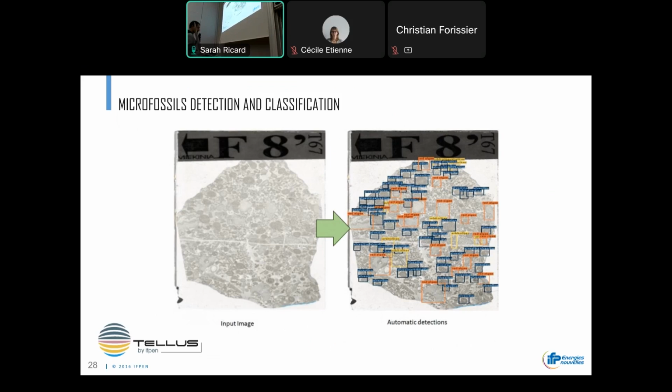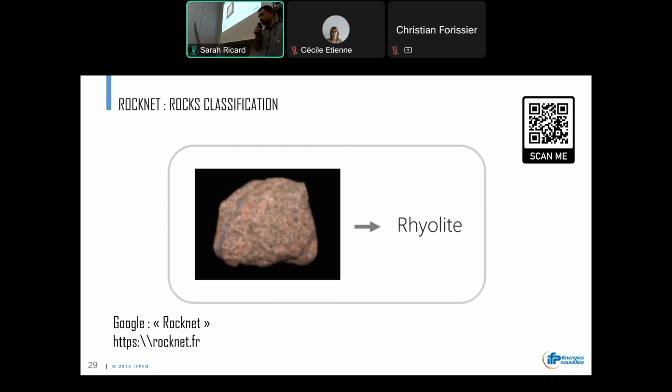It's a consortium with IFPEN and some other academics and industrials where we provide some tools, specifically with AI, to solve some problems in geoscience in particular. Okay, so another example is that we can use CNN to make classification of rocks. Here you put in an image and you ask the network to provide you the kind of rocks you observe. Okay, you can go to this website to see more.